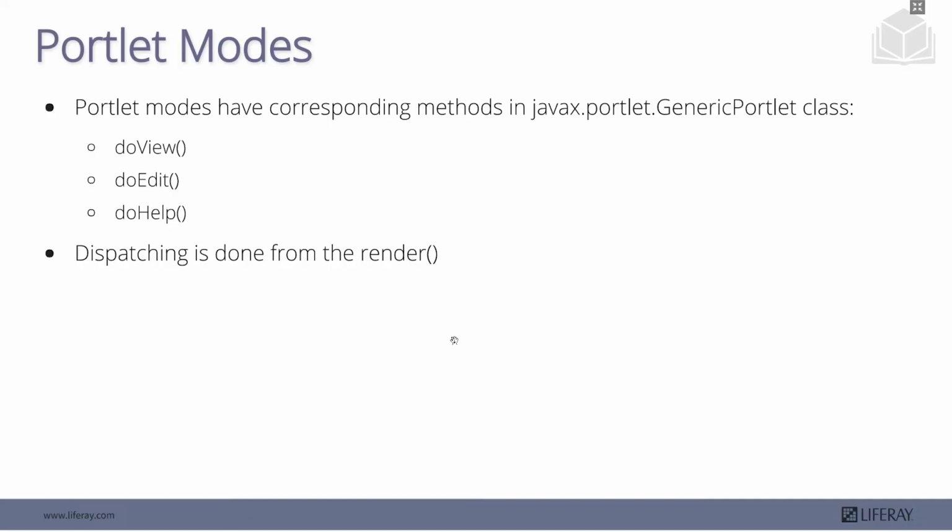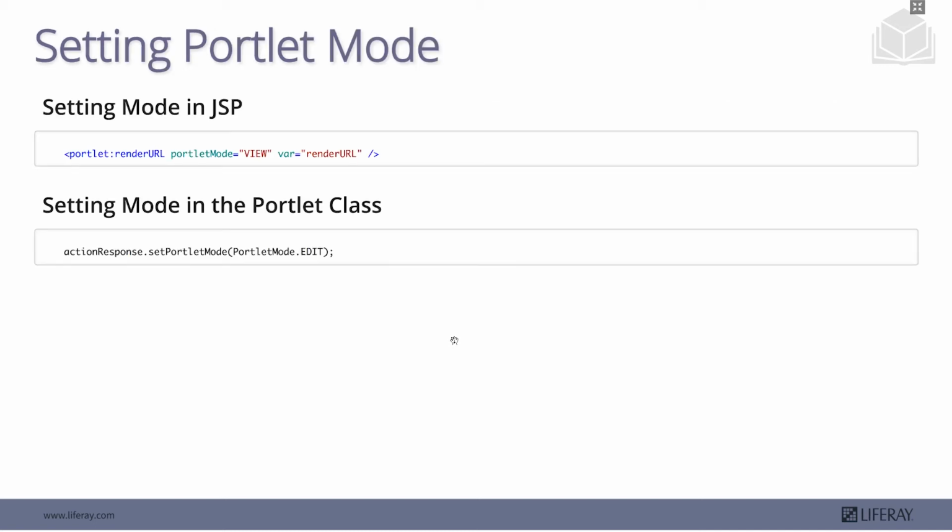So when I'm in the view mode, the portlet will call doView to render the portlet in the view mode. If I'm in the edit mode, same idea. The portlet will then call the doEdit method to try to render the portlet in the edit mode, and the same for every other mode that we have. So this is all going to be done during the render method. The render method is going to determine which mode we are in and then call the method that corresponds with the mode. So all of this is dispatching.